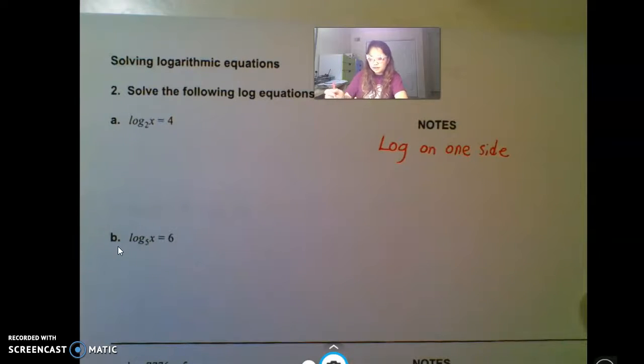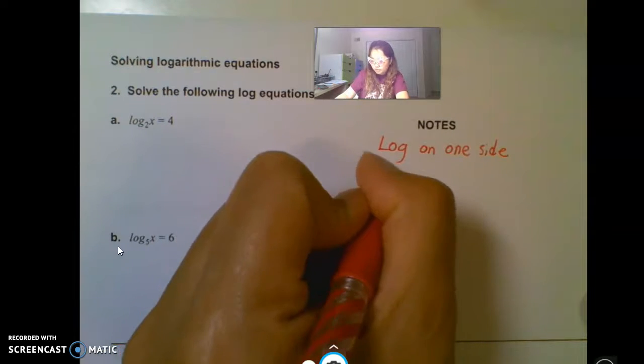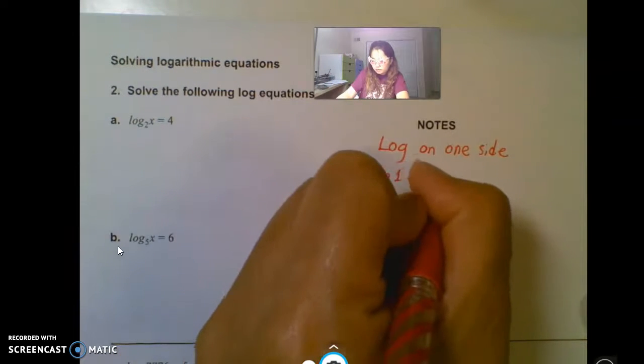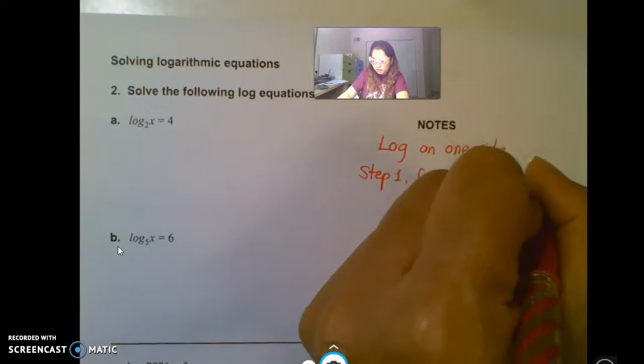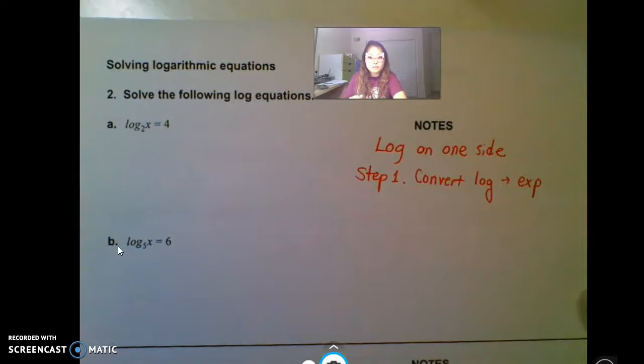When you have log on one side, step 1, convert logs to exponential. Okay, so this is just the opposite of yesterday. Yesterday we had an exponential equation, so our first step was to convert to log. Today we have logarithmic equations, so we convert to exponential. I feel like sometimes the first step is all that's hard, because after the first step, it just makes sense.